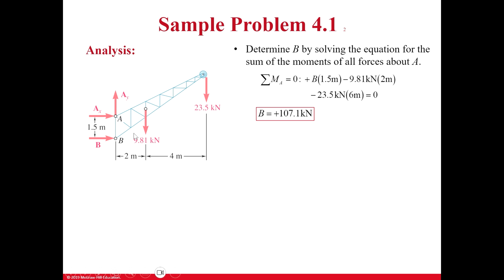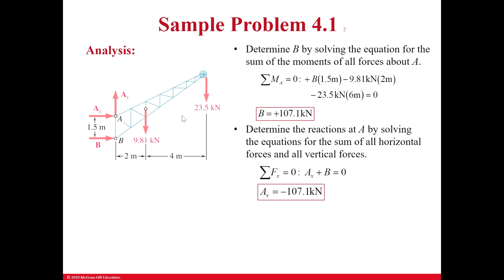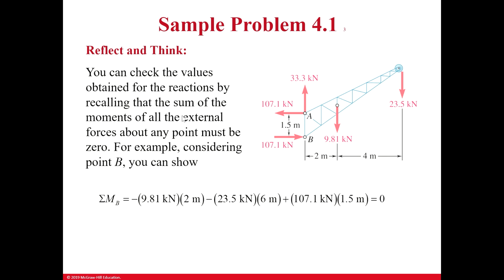From there, the engineer will design the width of the elements, of the metal components, and the amount of welding material that you need, and the length, etc. By solving for AX and B, we know AY by the system of equations, so we already know that too. If you want to do moments at B, it's the same thing: the distances are the same, with 23.5 and 9.81, the signs are the same, but now you're going to use the force at A and the distance 1.5.